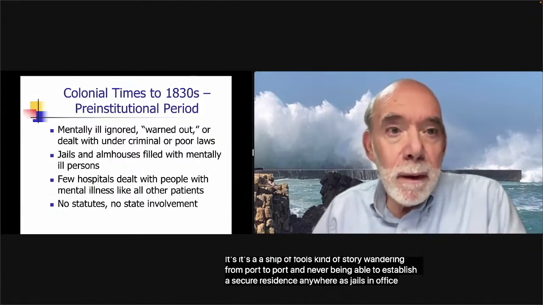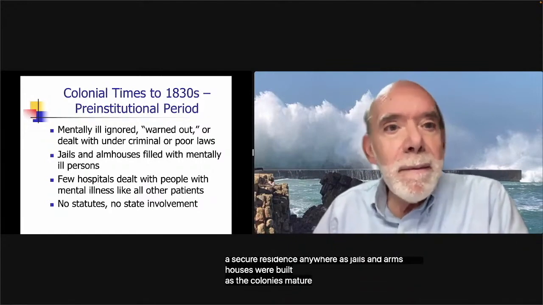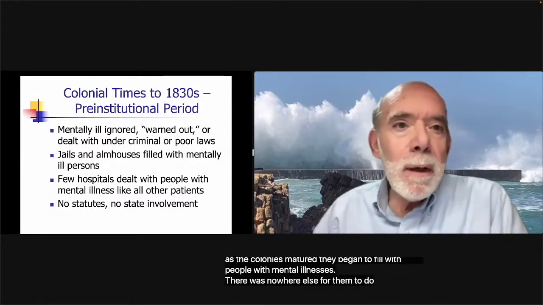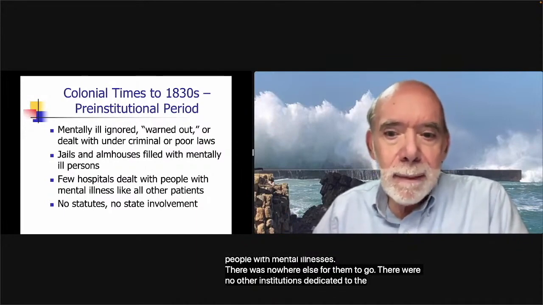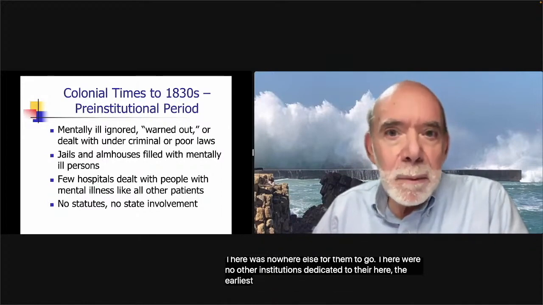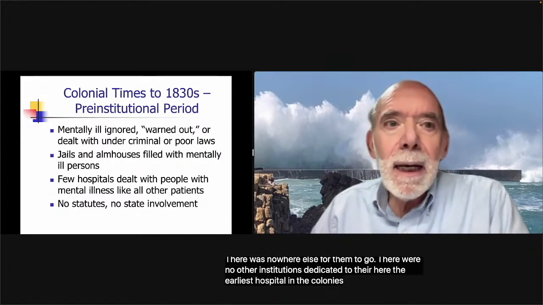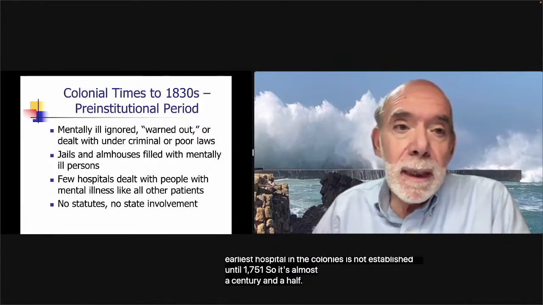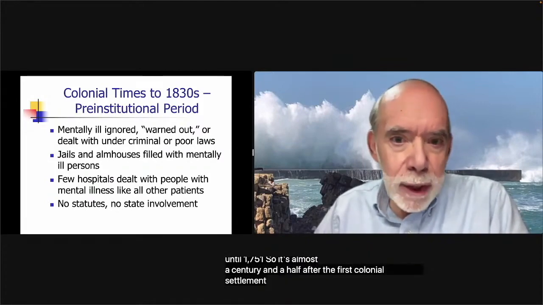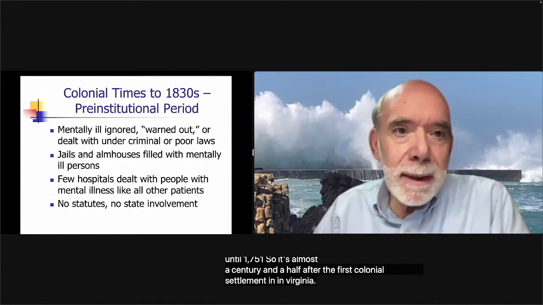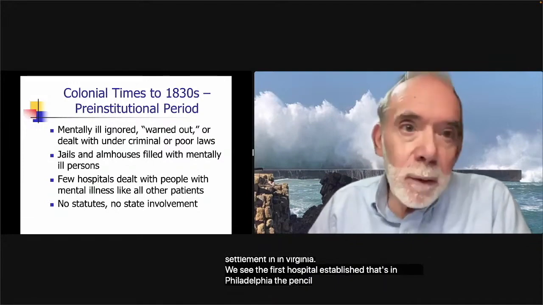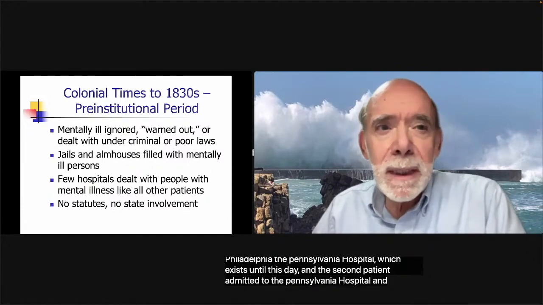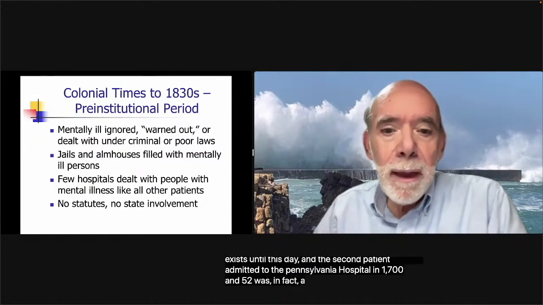As jails and almshouses were built, as the colonies matured, they began to fill with people with mental illnesses. There was nowhere else for them to go. There were no other institutions dedicated to their care. The earliest hospital in the colonies is not established until 1751, so it's almost a century and a half after the first colonial settlement in Virginia. We see the first hospital established. That's in Philadelphia, the Pennsylvania Hospital, which exists until this day. And the second patient admitted to the Pennsylvania Hospital in 1752 was, in fact, a person with mental illness.